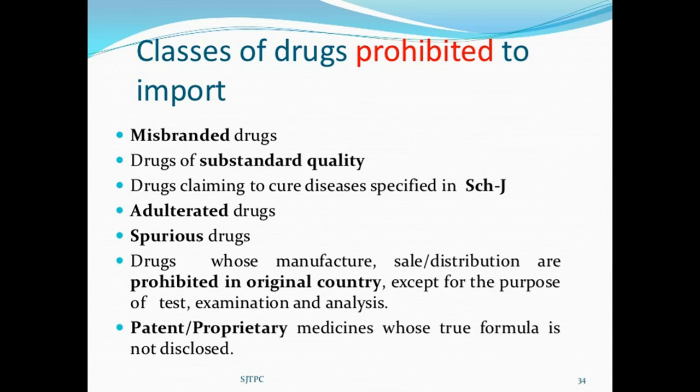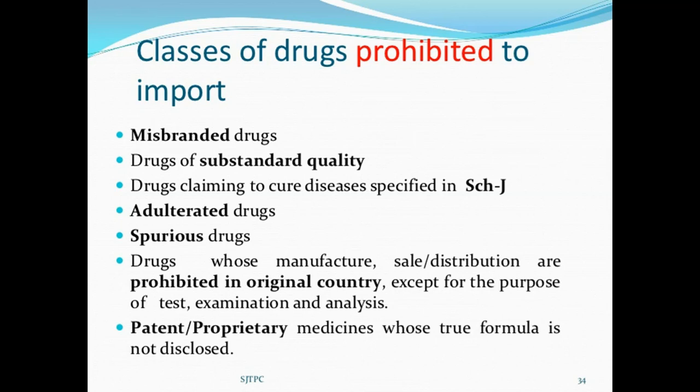Some classes of drugs are prohibited to be imported. For import of drugs, the central government is entitled to give a license. For manufacturing or sale, the state government can give a license, but for import of drugs, the central government gives the license. Some classes of drugs are prohibited to be imported to India. We cannot import this category of drugs even with a license.